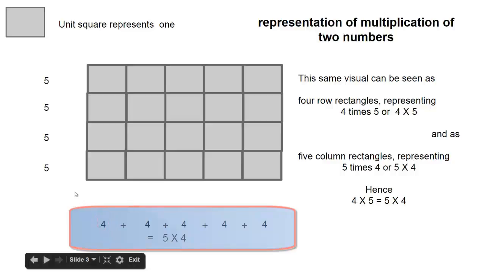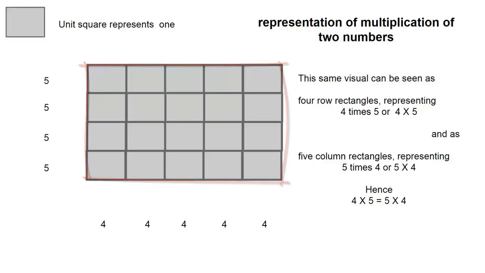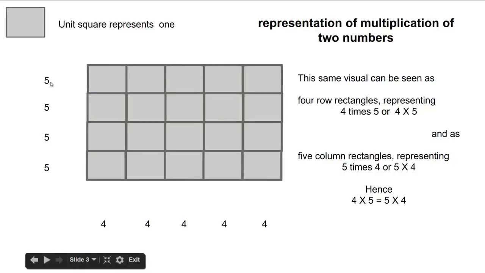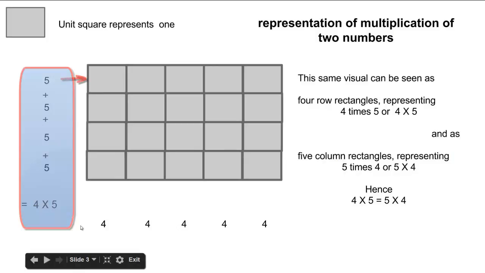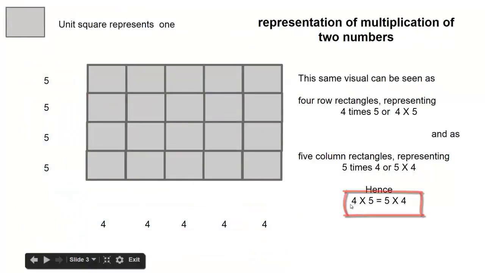No matter which way we look at it, one thing is sure: the total number of little squares in this big rectangle must remain the same. And hence, this total number of little squares viewed as either 4 times 5 or 5 times 4 must be equal. That is to say, 4 times 5 is equal to 5 times 4. It clearly shows that the order of multiplying the two numbers 4 and 5 doesn't really matter.